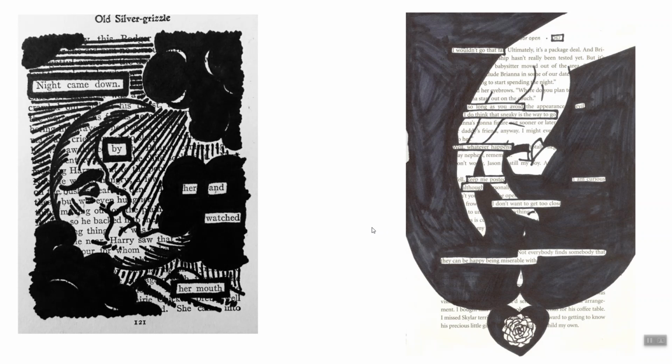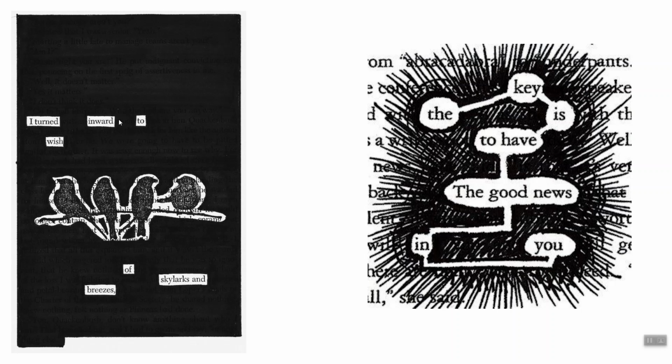Really, really good. Okay. I turned inward to wish of skylarks and breezes, and they blacked everything out, and then they allowed themselves a place to draw skylarks. This one is really cool. It's kind of like, look, if I don't have a way to make a poem because there's a word that I need, but it should be up here, then you can kind of make a path. The key is to have the good news in you.